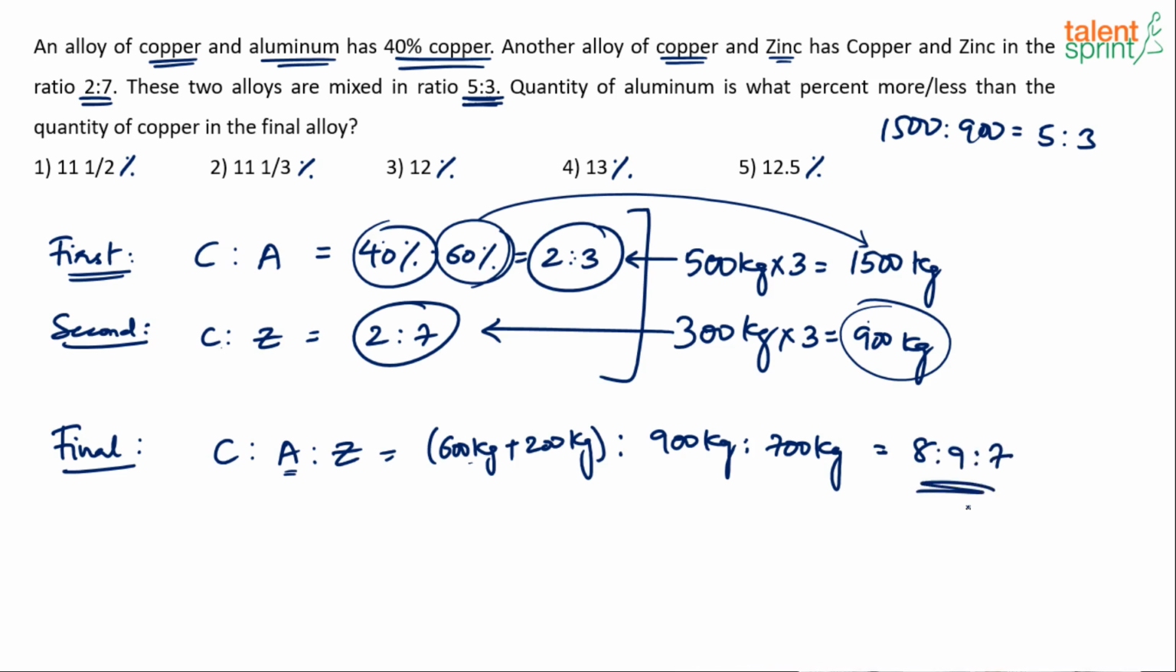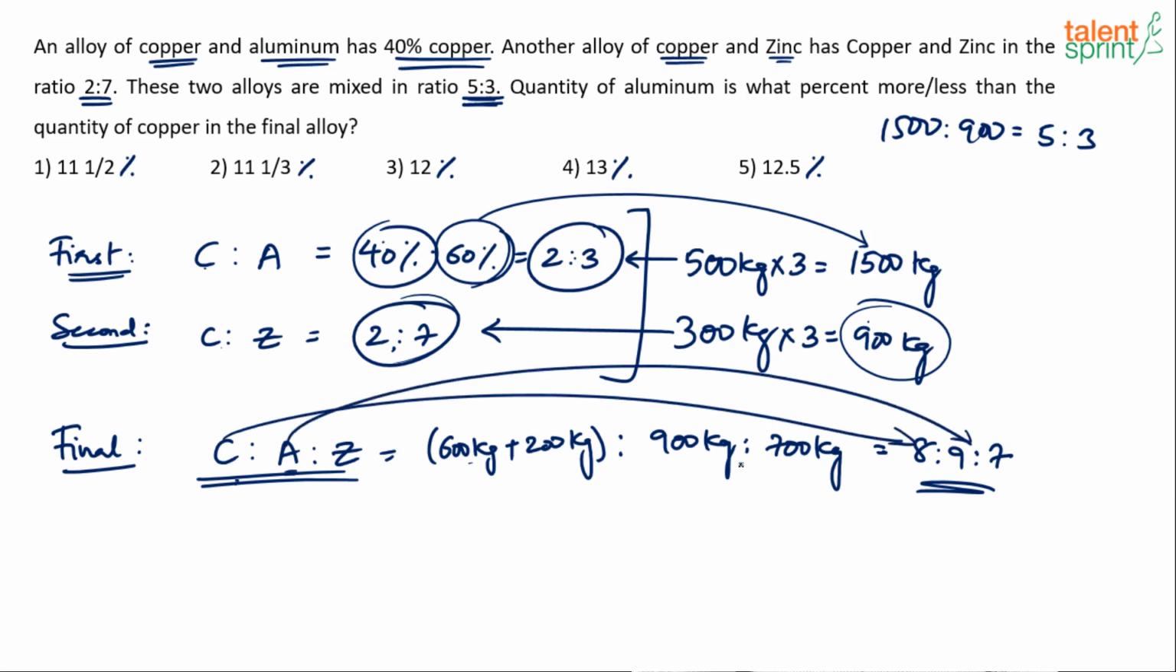You got the ratio. 8:9 of 2:7 in a ratio of 5:3. Remember, this mixture ratio is 5:3. Then I get a final mixture of copper, aluminum, zinc, where the ratio is going to be 8:9:7. So if there are 8 parts of copper, there will be 9 parts of aluminum, and there will be 7 parts of zinc.